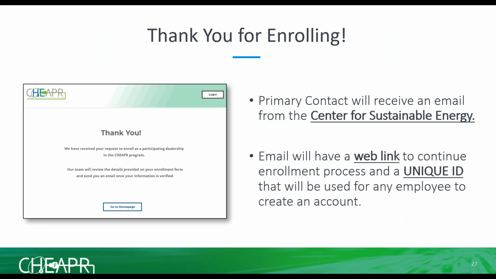After the primary contact enrolls, we'll send you a thank you message, and then we'll do some confirming on the back end, and this should take about 3 days to get your confirmation email. In the confirmation email, we'll have a web link for you to continue the process for enrolling. The web link will have a unique ID, and this unique ID is important because it links your accounts to the dealership. So please make note of your unique ID as well.